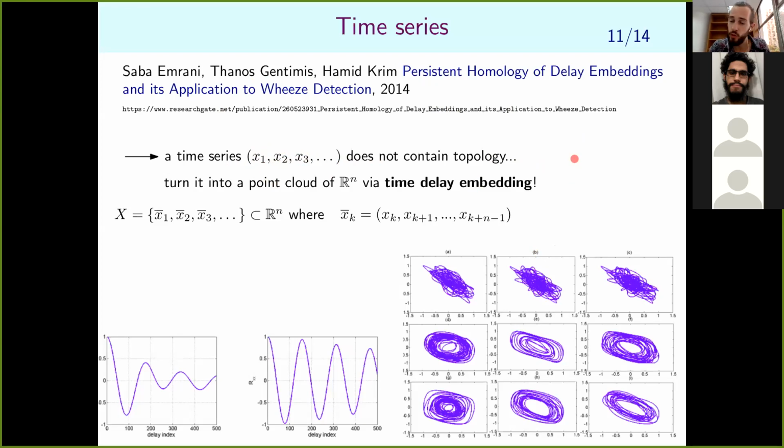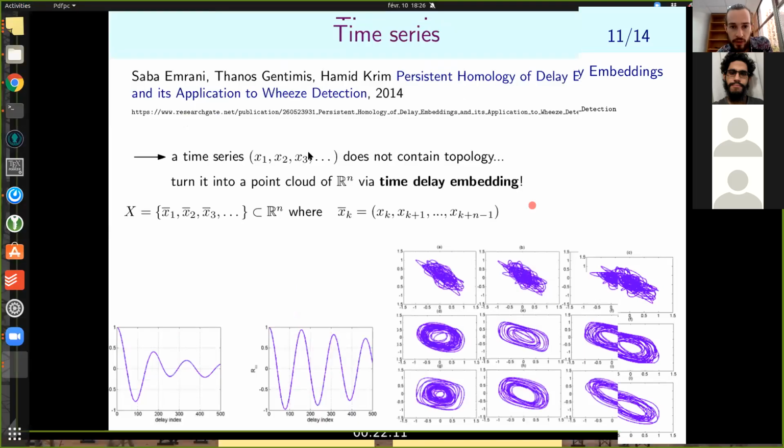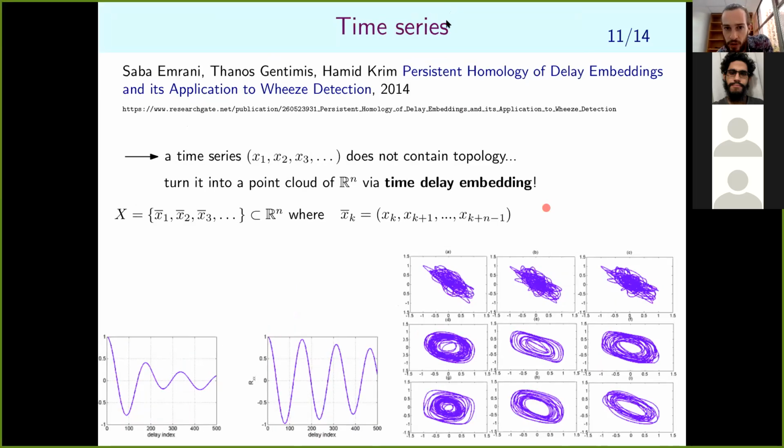For persistent homology, we need a point cloud in the Euclidean space. And there is a way to transform a time series into a point cloud. This is called time delay embedding. We will do that today in the tutorial. So basically the idea is that, say you have a time series like that. So you have a set of points sampled on a signal like that.